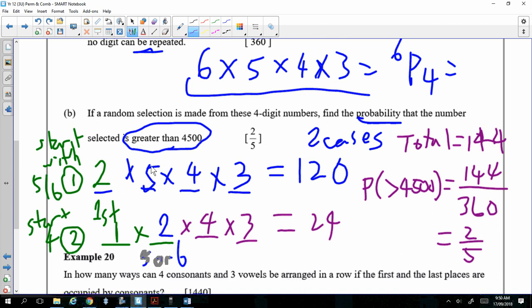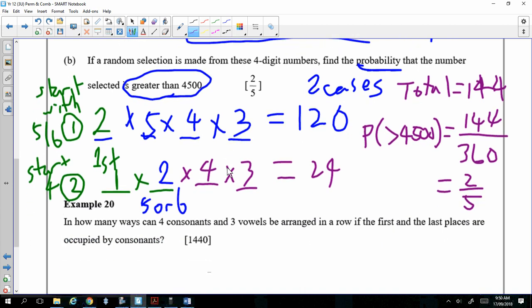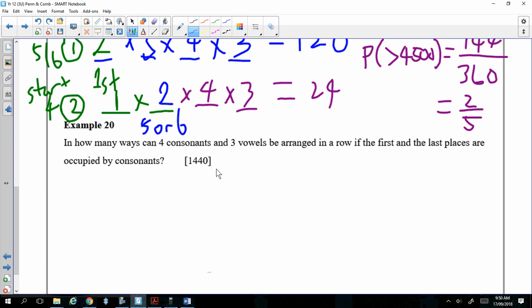Next question. All right, who else would like to have a try? So Dora, the next one, question 20. How many ways can 4 consonants and 3 vowels be arranged in a row if the first and the last places are occupied by consonants? So there are 4 consonants, so there are 7 letters. Okay, what would you do first? 1, 2, 3, 4, 5, 6, 7.